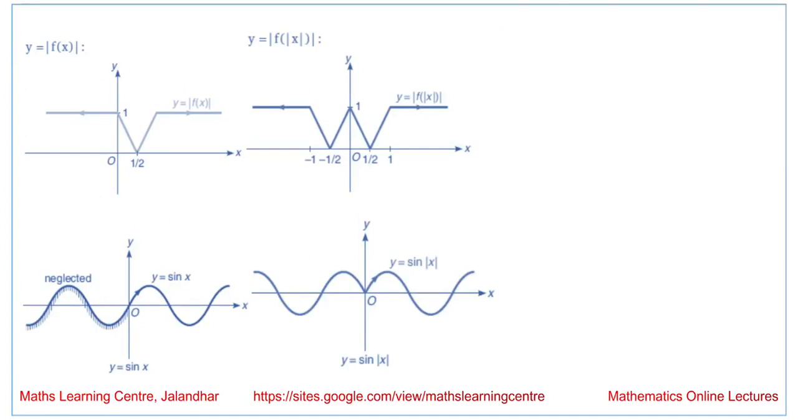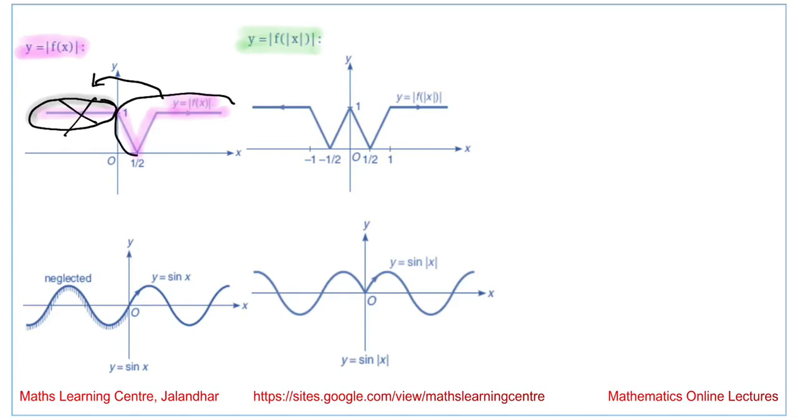Next we are saying, if the graph of y is equal to mod of f(x) is given, this is the graph of the function y is equal to mod of f(x), we have to plot the graph of y is equal to f of mod of x. So what we have to do is ignore or discard this negative part. This negative part we have discarded, and we have to take the image of this part on this side.